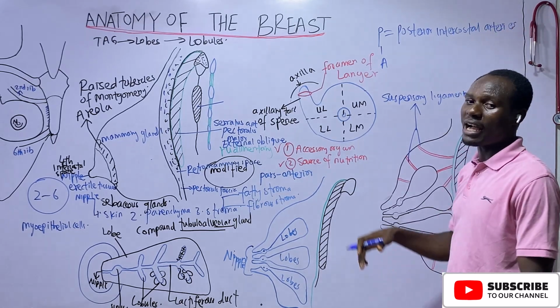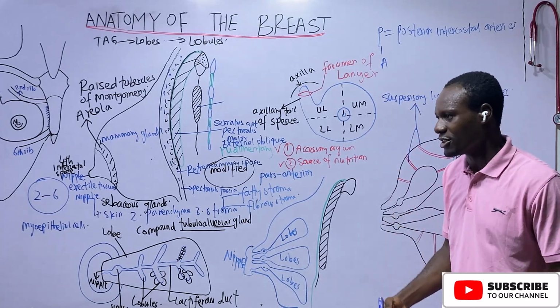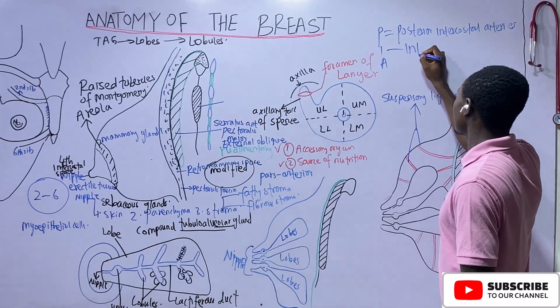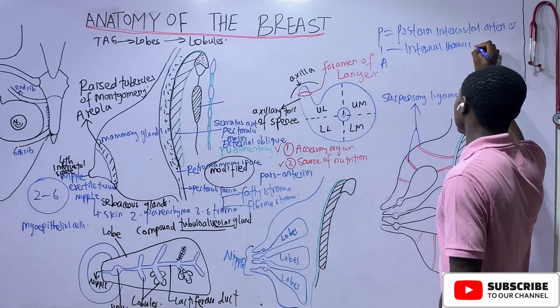Posterior intercostal arteries. So another one is the internal thoracic arteries.